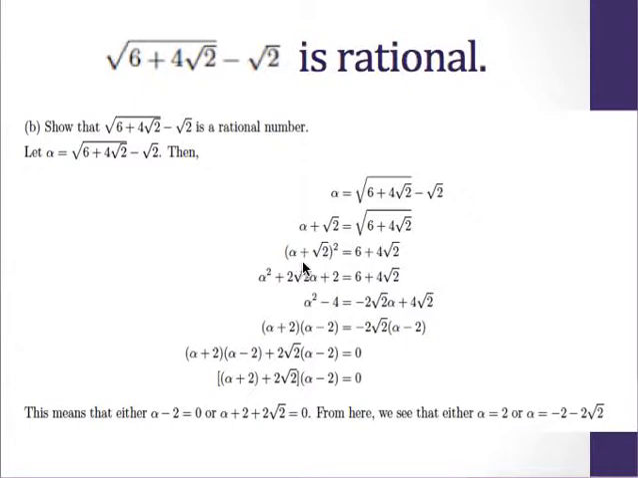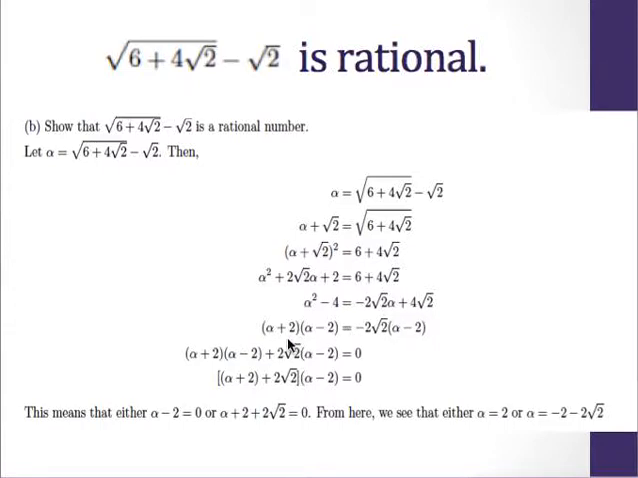So we have the quantity of alpha plus the square root of 2 all squared equals 6 plus 4 square root of 2. We can go ahead and expand this out, and we get alpha squared plus 2 root 2 alpha plus 2 equals 6 plus 4 square root of 2. Then we're going to go ahead and move all the constants to the left-hand side and then all the square roots to the right-hand side. So we get alpha squared minus 4 equals negative 2 root 2 alpha plus 4 root 2.